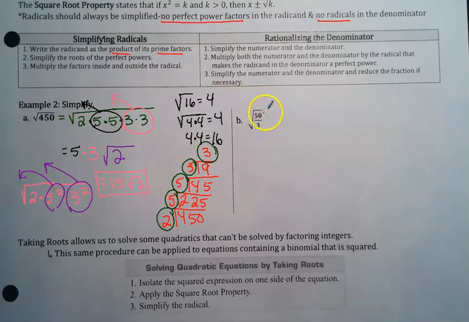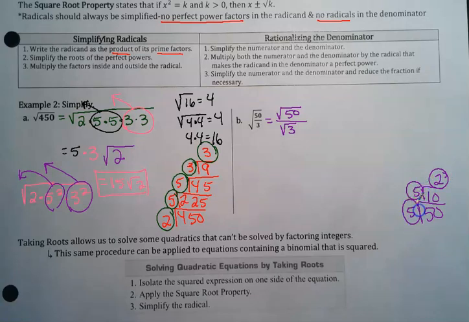Okay, so we're going to write each number as a product of prime factors, because this is the same thing as saying the square root of 50 divided by the square root of 3. Well, 3 is already a prime number, so we can't do anything else with it. But 50 we can do some work on. So I'm going to do 50 divided by 5, that's 10. 10 divided by 5 is 2. 2 is prime, so I'm finished. Those are my 3 prime factors. So this is equal to the square root of 2 times 5 times 5 divided by the square root of 3.